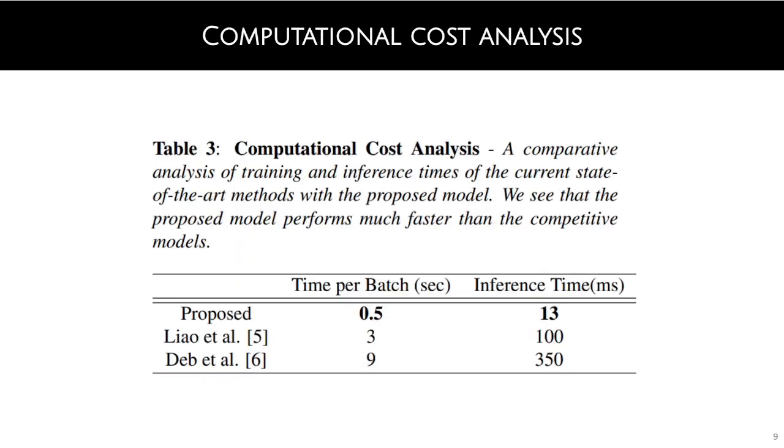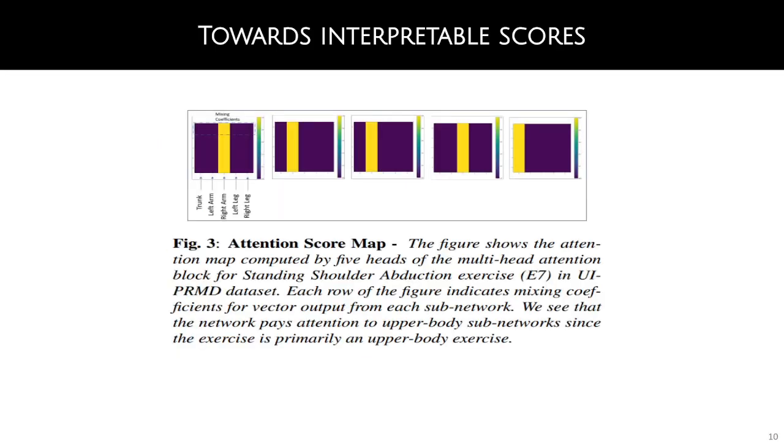We now look at the computational cost analysis of the proposed method. It is clear from the table that the performance improvement of the proposed model is coupled with lower training and inference time. This is an important metric when developing systems for home-based settings where devices might not be powerful.